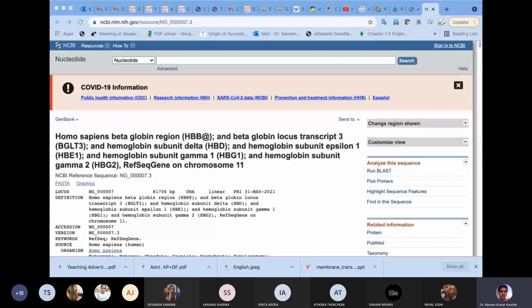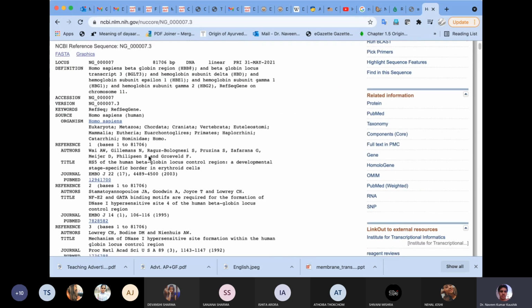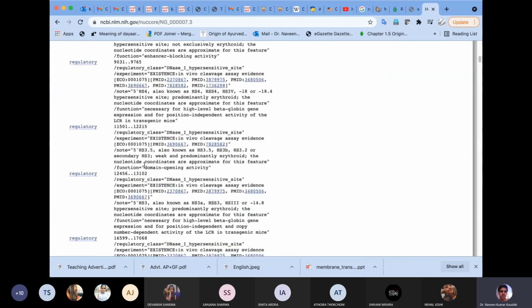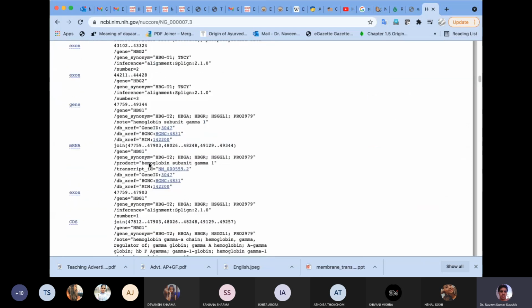Okay, so here you can see the first requirement is that we must have some DNA sequence. You can get a DNA sequence from sites where sequences are available, this is NCBI Nucleotide. So here I search for hemoglobin, and I'm going to get the sequence of hemoglobin.